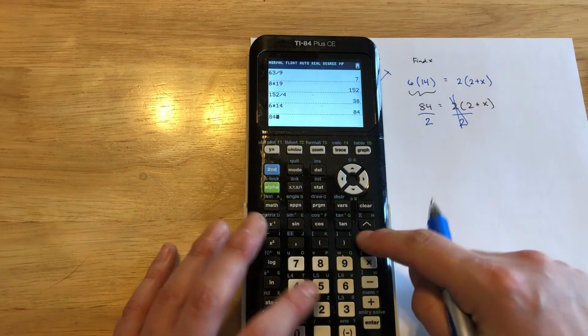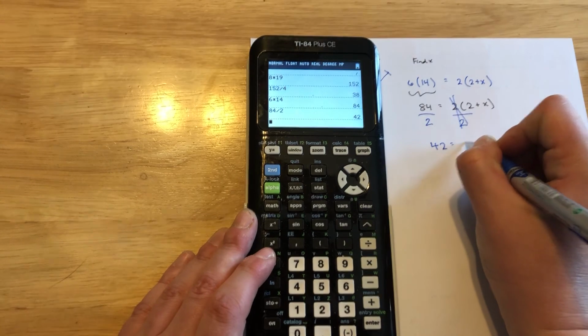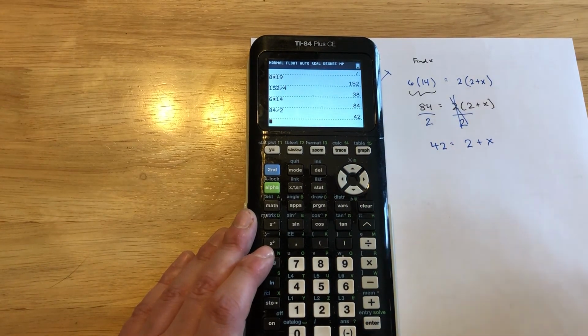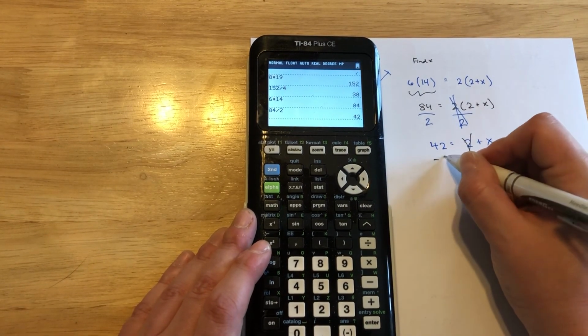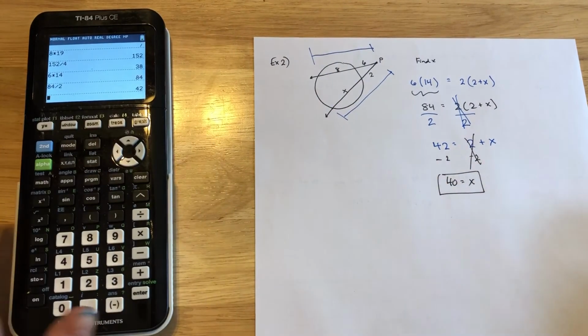And if we want to start solving this down, let's start by dividing by 2 to get rid of that from the right side. Be sure to divide by 2 on the left. 84 divided by 2 is 42, and that's equal to 2 plus X. So if we finish solving for X by subtracting, that means that X is 40 units long.